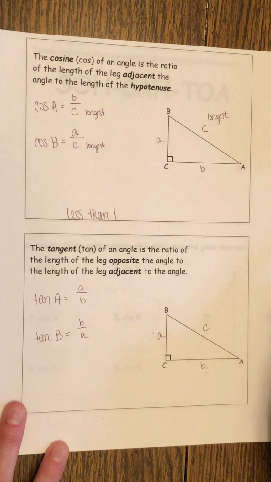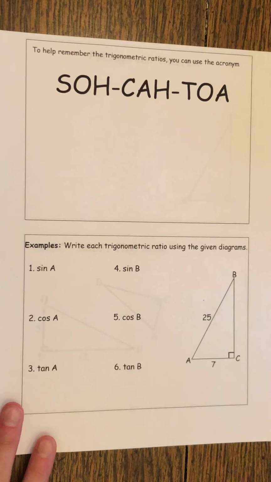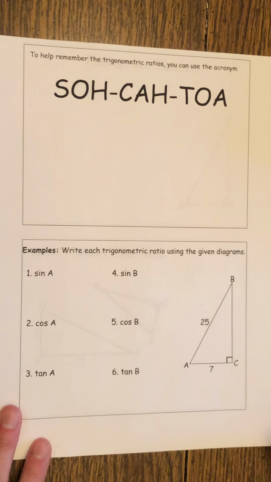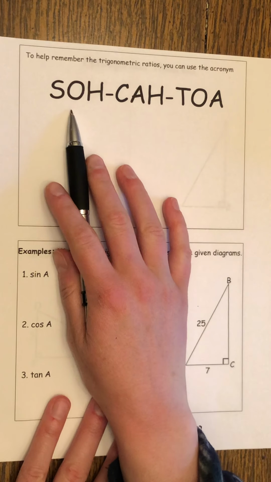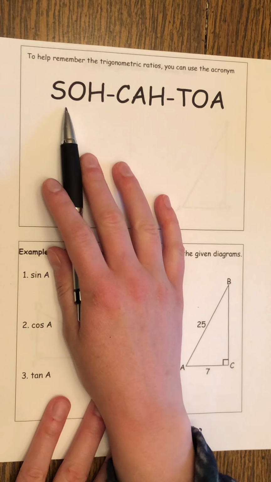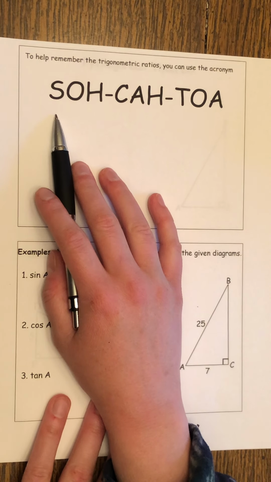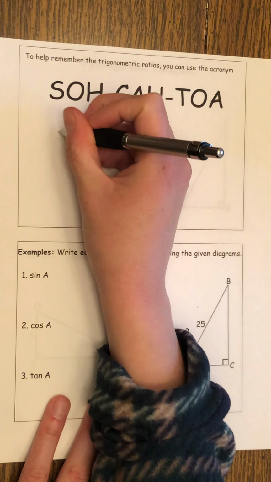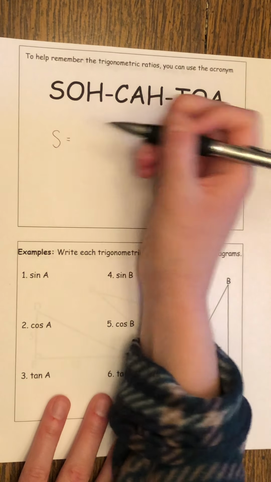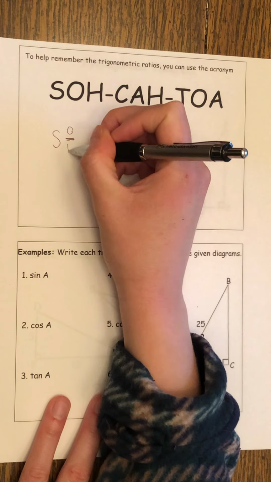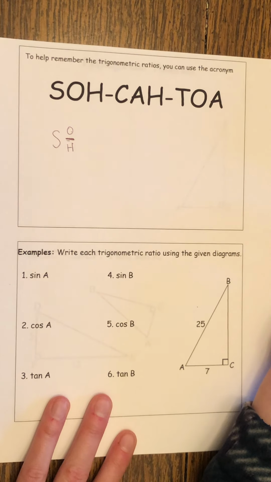There's a little acronym to help you remember trig ratios. It's called SOHCAHTOA. It sounds funny, but it is really helpful. So this is how you spell it, SOHCAHTOA. And how it helps you is the first letter in each triple tells you the trig ratio. So S stands for sine. Sine is equal to opposite leg length over hypotenuse.